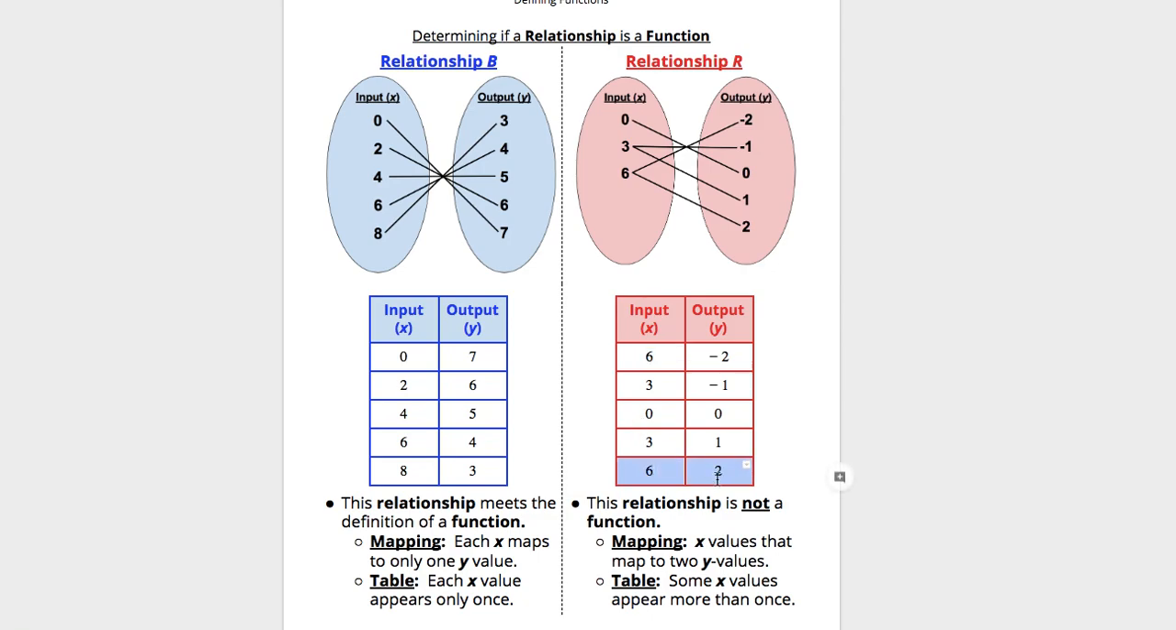6 appears twice in the table as an x because it has two different outputs, and 3 appears in our table 2 different times because it has two possible outputs. Because of that, we know relationship R is not a function. If I told you the input were 3, you would not be able to predict for certainty whether the output would be -1 or +1.